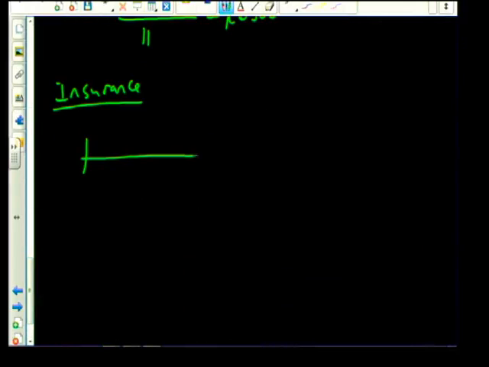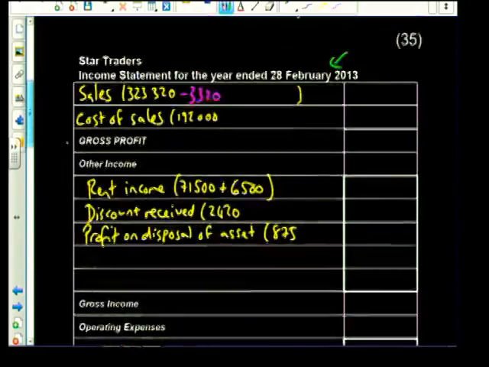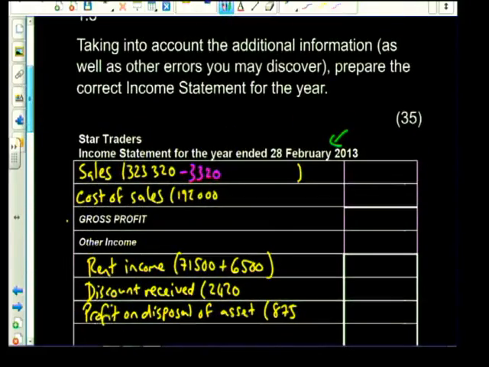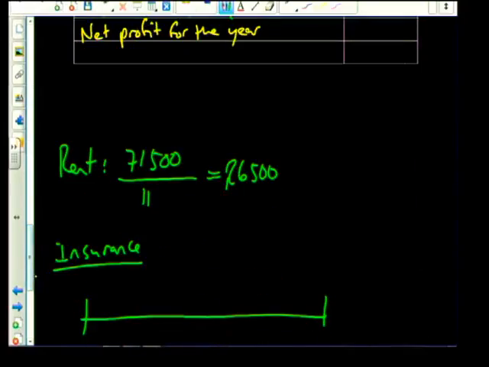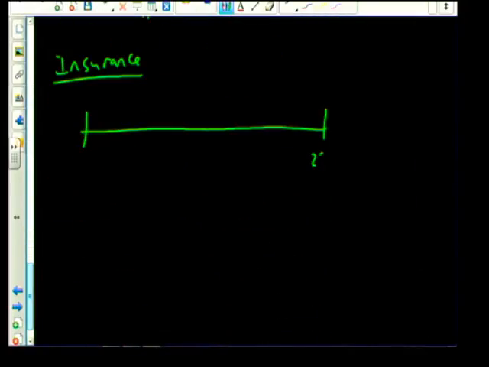So we need to draw our timeline for our financial year. And we've been told here that our financial year ends on the 28th of February 2013. So if it ended on the 28th of February 2013, that means it must have started on the 1st of March 2012. So this is our timeline. The green represents our financial year.